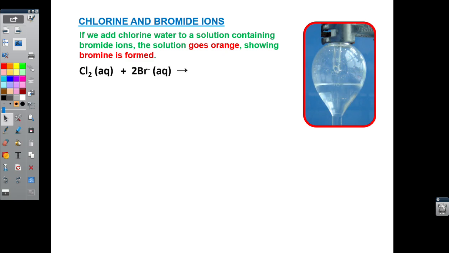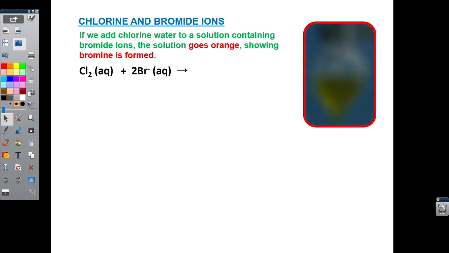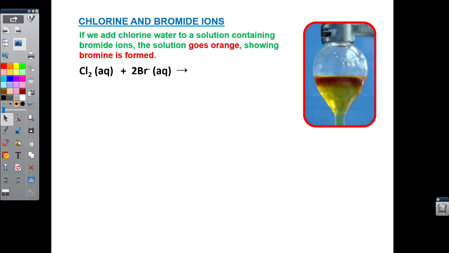The next reagent I'm pouring in is sodium bromide. Notice how it's colorless as it goes in, but as soon as it hits the chlorine water, we get this yellow coloration. I then take that and shake it up. By shaking it up, that yellow coloration concentrates itself in the petrol layer that I put in there. And of course, that orange color tells us that we've formed some bromine here. And this is a displacement reaction.